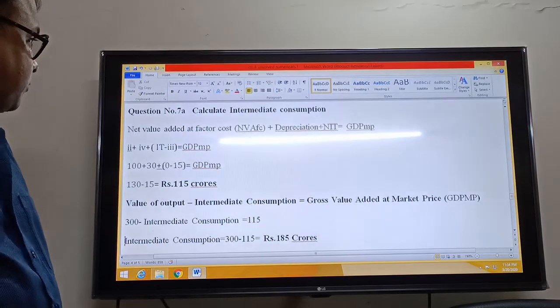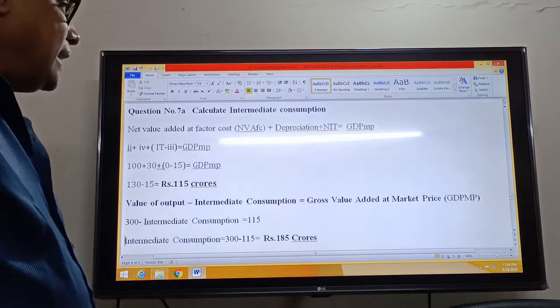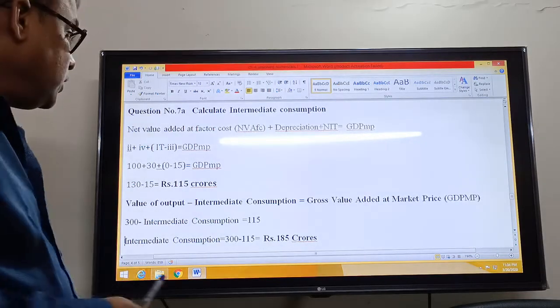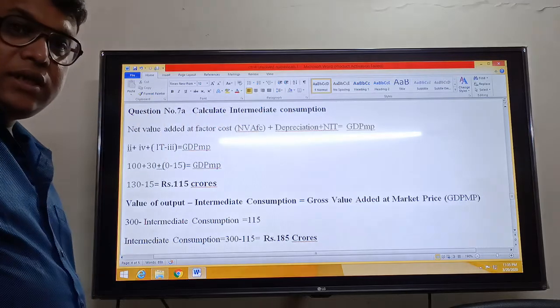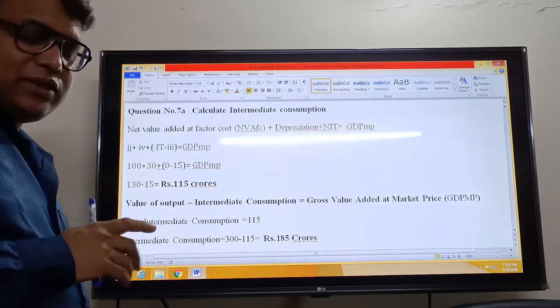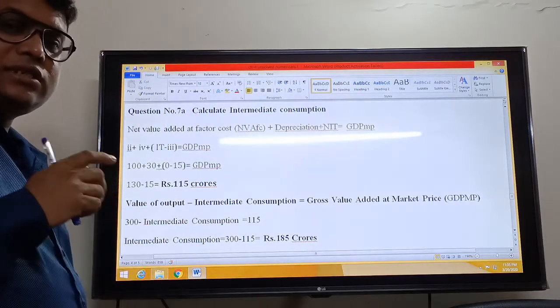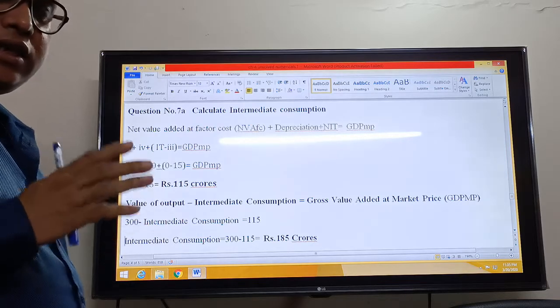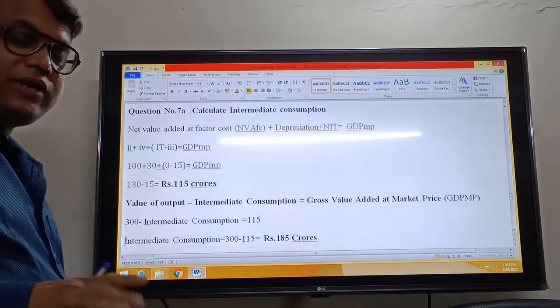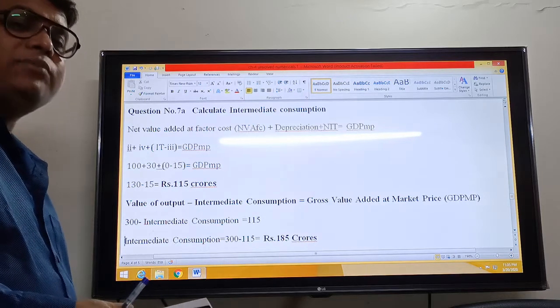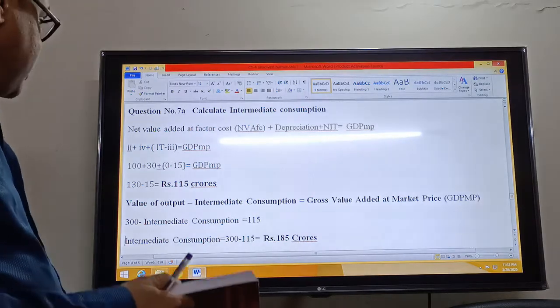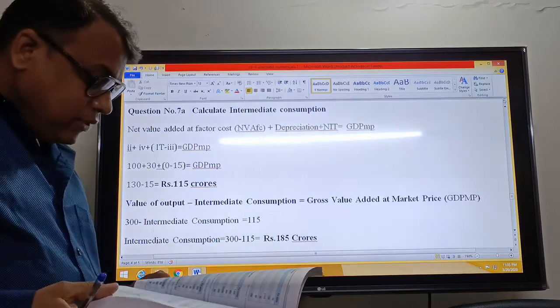Now question number 7a, calculate IC. I already told you, intermediate consumption we need to find out. You may be asked anyone: value of output, sales, IC, NIT, IT, subsidy, NVFC, GDPMP. We can find out anyone, but with the help of formula only. Let me read the statement. Question 7, page number same.